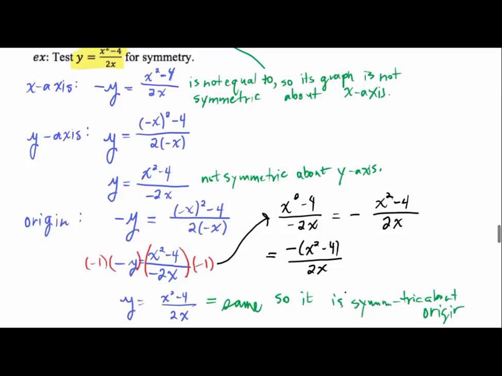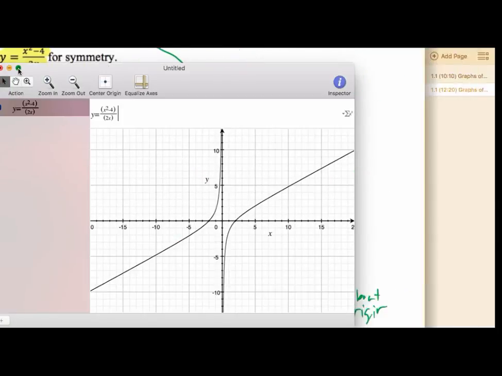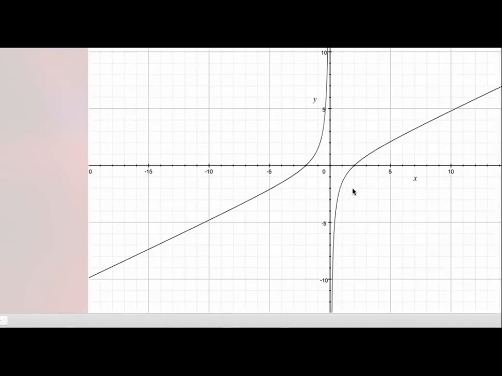Let's check out the graph real quick. Okay, x squared minus 4 over 2x. I probably have it up already. I do. Yeah, x squared minus 4 over 2x looks like that, right? So you can tell if you imagine half of it and rotate it 180 degrees, that's exactly what you're going to get, so you can see it's symmetric about the origin. You can always check with the graph. It's an easy way to check.